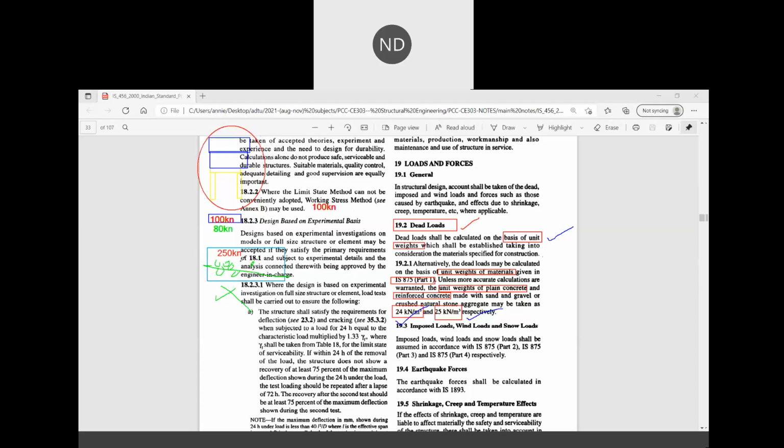So your question was why you need to remember the unit weight of plain concrete and reinforced concrete. Why do we need it? Because to know the dead load of these members, suppose I want to know the dead load of this member, I have to know the unit weight of this member. Because once we know the unit weight, dead load is nothing but unit weight into your size.